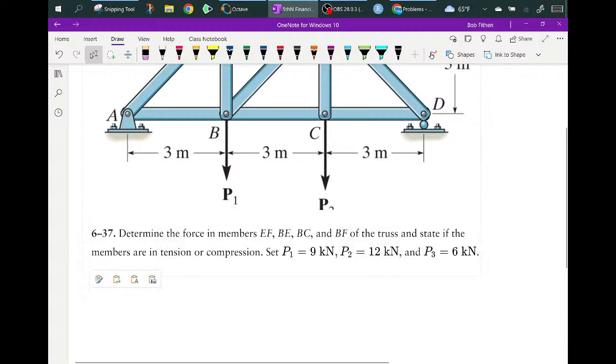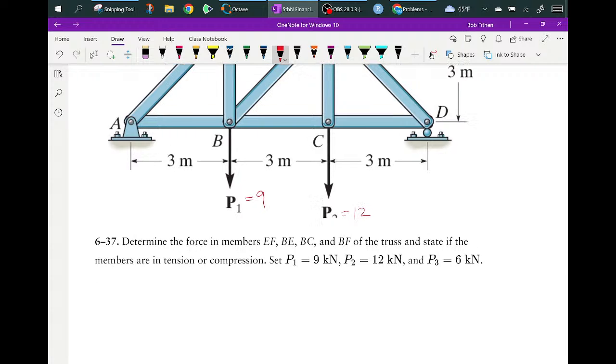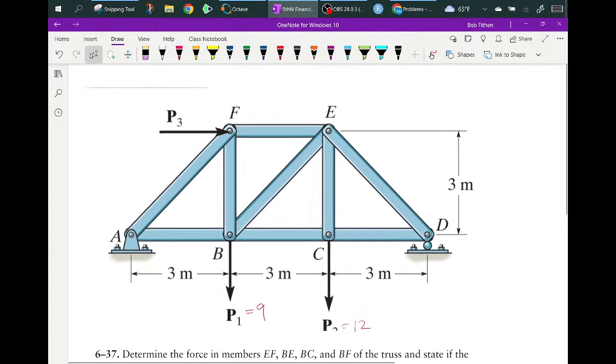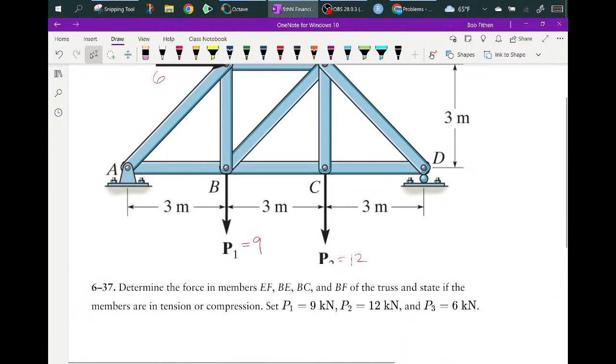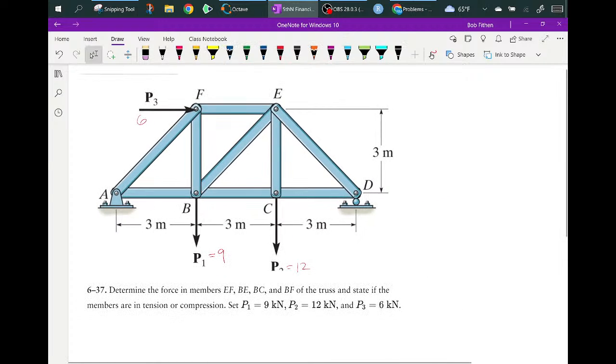Okay, so he says P1 is equal to 9. I'm just going to make that 9. I guess that's P2. And I guess the other one's P3. It's going to be 6. So then he says, determine the load in EF. Where's EF? There's EF. BE, that's that one. BC. BE. BF. Well, it looks like I'm going to have to do.